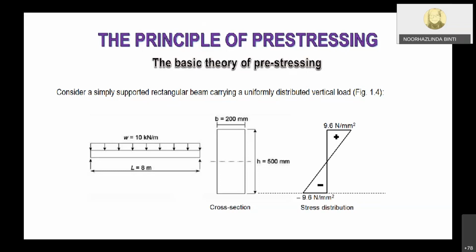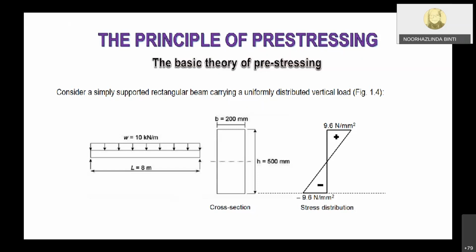So let's say you consider one simply supported beam loaded with UDL 10 kilonewton per meter, and the span is 8 meter. And let's say the cross section of this beam is 200 by 500 millimeter. So what will be the stresses of this particular beam? I already calculated for you here, 9.6 for the top and 9.6 for the bottom.